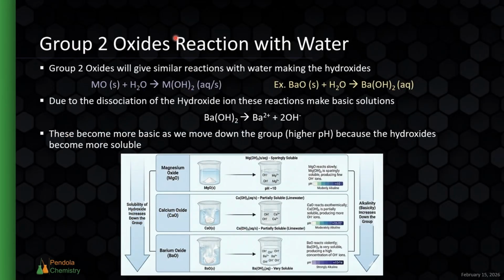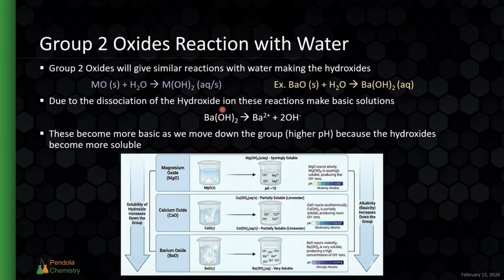Group 2 oxides will also react with water, just like the metals themselves, and the reaction is actually very similar. Group 2 oxides give a very similar reaction when they react with water to create the hydroxide of the metal. The main difference here is that we're not going to see bubbles. There's no hydrogen gas being created. It's just a hydroxide. So for example, barium oxide will react with water to create barium hydroxide, which is aqueous because that is highly soluble in water.